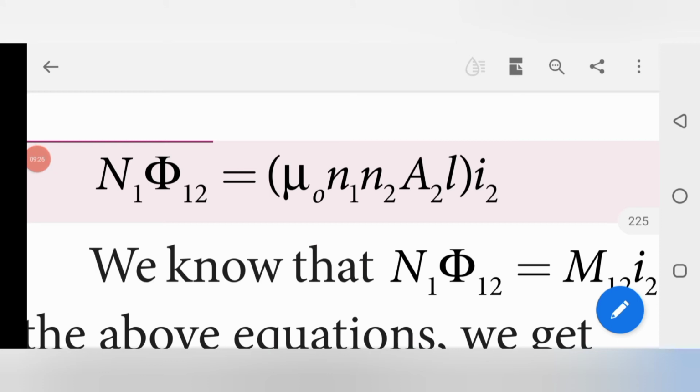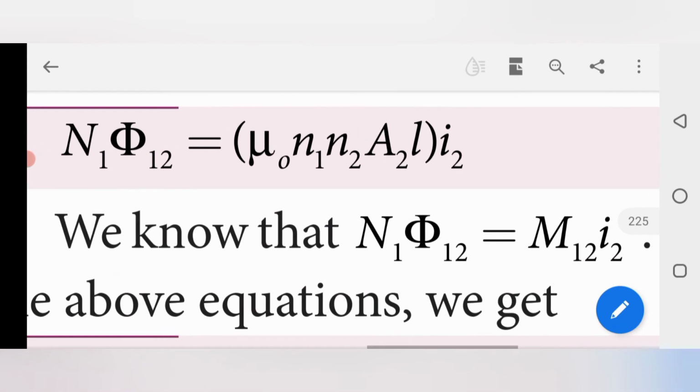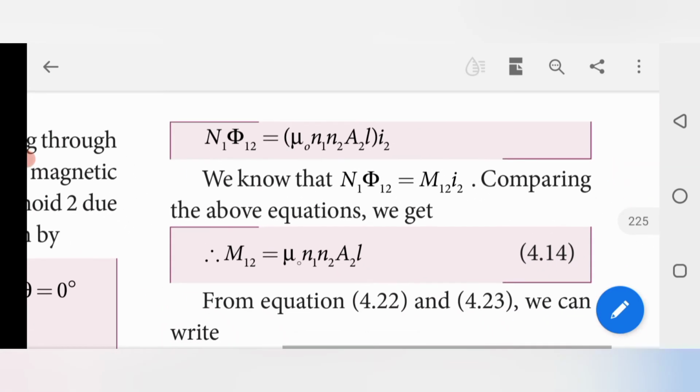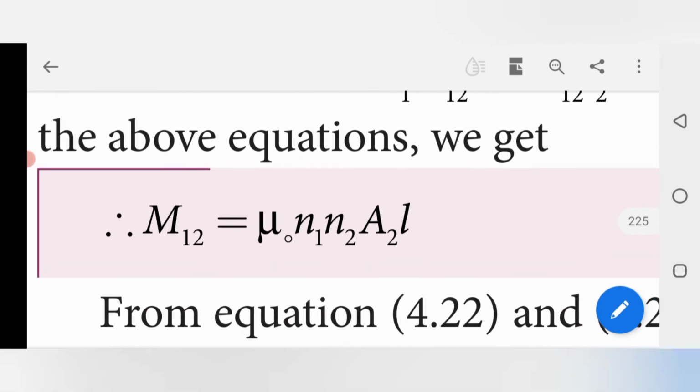N1 Phi 12 is equal to mu naught N1 N2 A2 L I2. So this is also the final equation. Now we know that this can be compared to the mutual inductance coil equation above, so the bracket parameters are equal to M12. The final equation is, so M12 is also equal to mu naught N1 N2 A2 L.